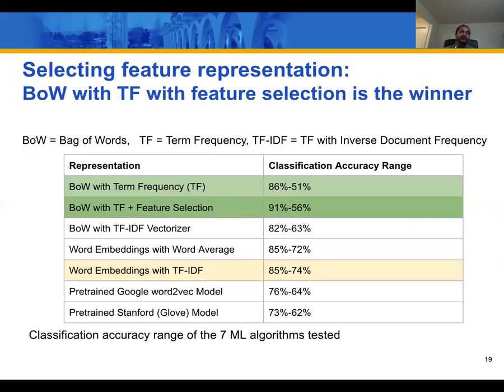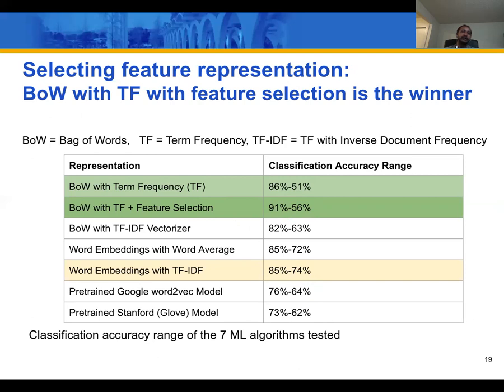Now we will see which feature representation actually works better in our approach. So we tried both bag of words and word embeddings, and we have found that bag of words with TF and feature selection actually gives the best result. However, word embeddings with TF-IDF also give a close result. But if we use the feature selection with this, it improves by 6%. So we will use bag of words with term frequency and feature selection from now on.